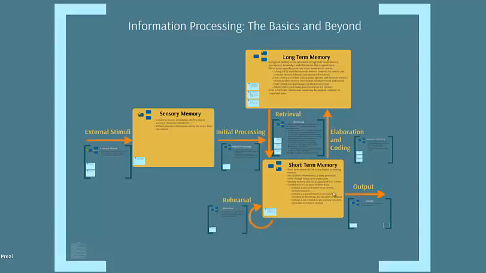Each model follows the same process, beginning with external stimuli, moving through sensory memory, through initial processing, into short-term memory. Rehearsal is an element of short-term memory. Elaboration and coding shift information to long-term memory, which can then be retrieved back into short-term memory. The final goal, of course, is output.